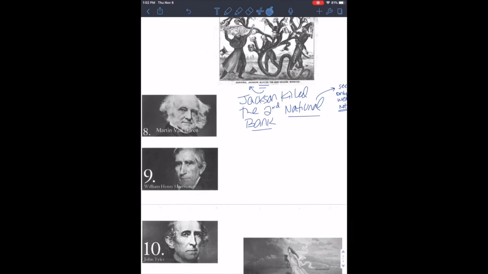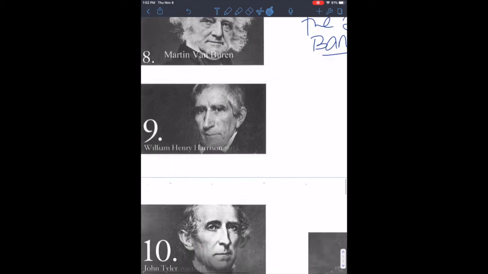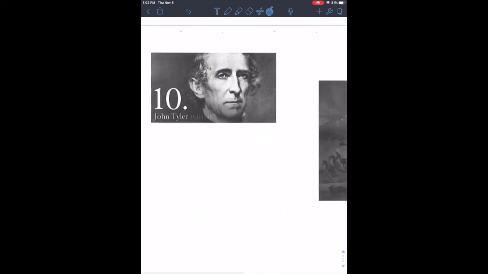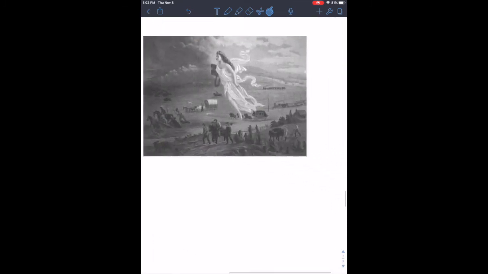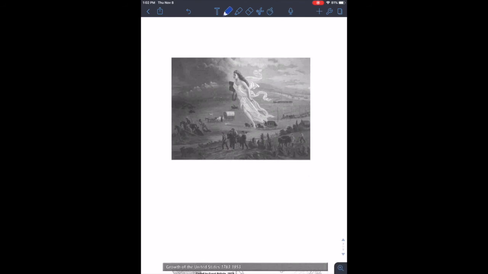So we have a couple other presidents who don't have many things that go on in their presidency that we need to discuss. Okay, we have Martin Van Buren, we have Harrison. But we move on to President Tyler. He's going to rule over the country at a time when westward movement is in full swing. So in this cartoon, we see some interesting things that we can pick out.